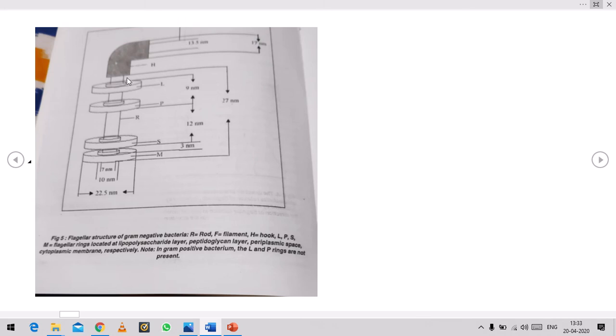Then what is this? This is the hook. See, in nature how well the flagellar structure has been planned and structured, and how different layers are there. There are rings to support them, and this allows for the movement. All of this is actually for the movement.